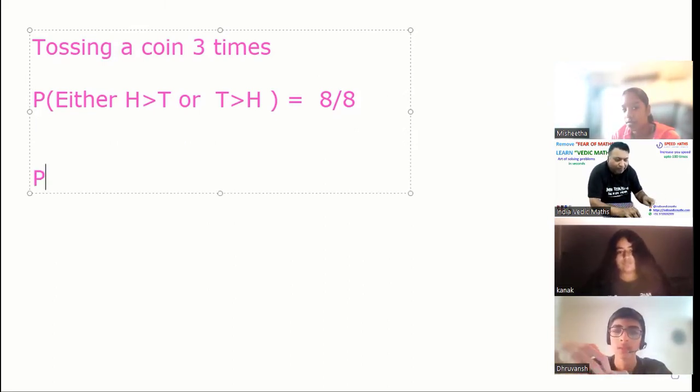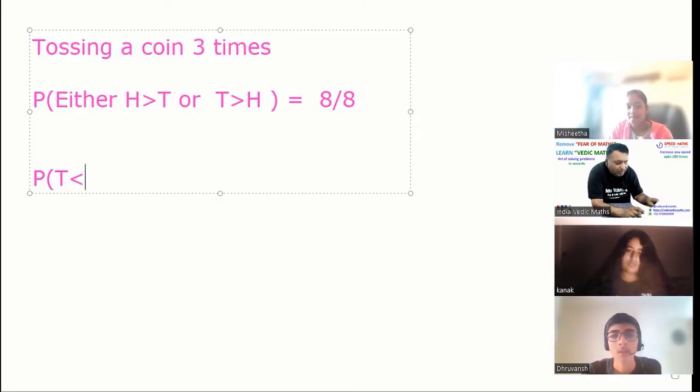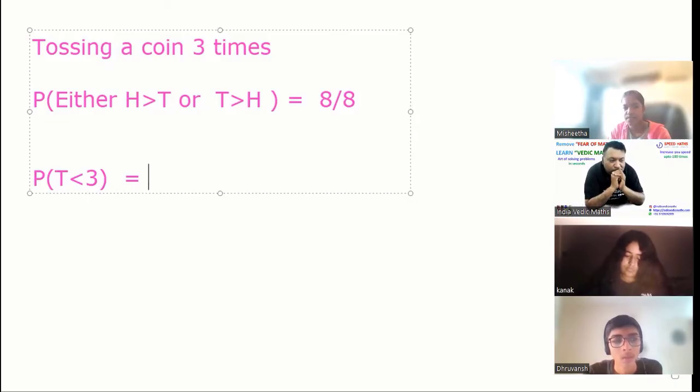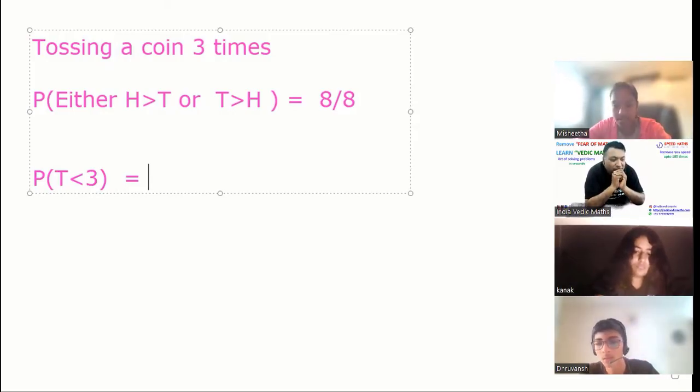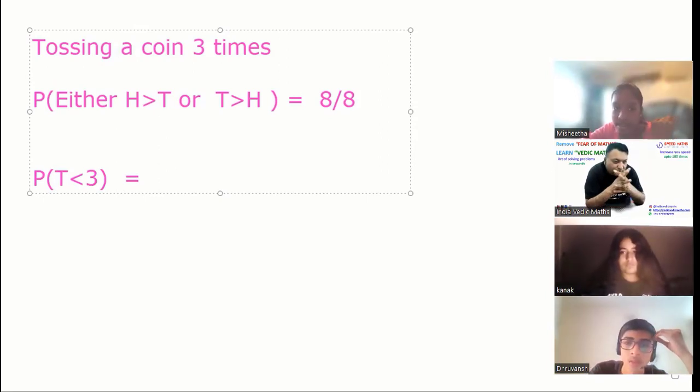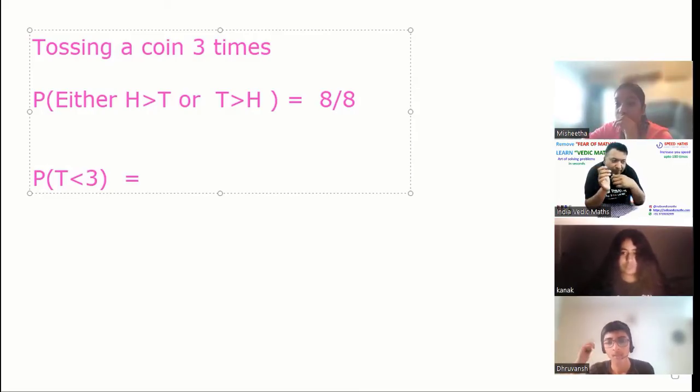What is the probability of getting tails less than 3? Tell me. Think. I'm just tricking you. It's all easy questions, but I'm just tricking you in the words, okay? Do you mean the number of tails should be lesser than 3? Yes. What is the probability that the number of tails should be lesser than 3? Okay, Mishita? The number of tails should always be less than 3.